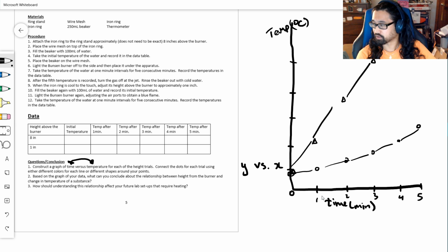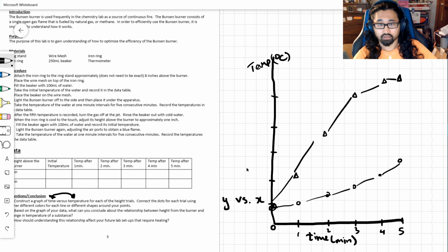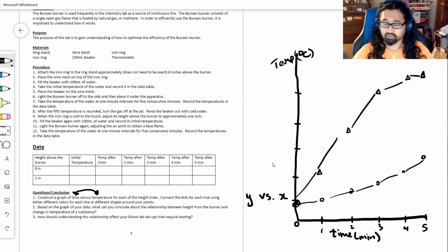I mean, it's not a perfect show, but I have 2 sets of data. I'm going to have 2 lines, and it occurs to me that there we go. Now you can actually see everything that I just did. Right. So I have a graph that has both information for 8 inches above the burner, right? So if I wanted to make a scale here, circle for 8 inches and triangle for 1 inch, right?